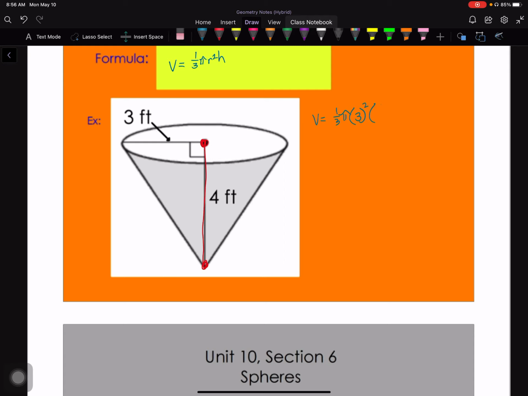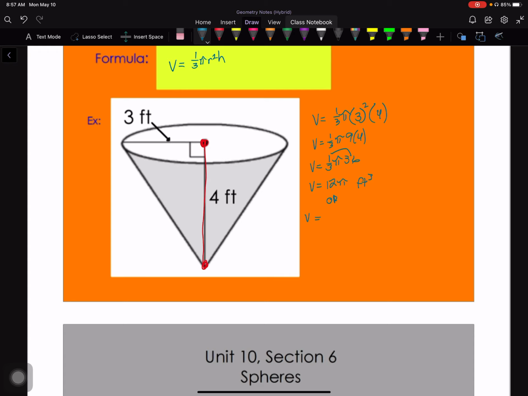I wrote h instead of my actual height, which was 4. So if I simplify this a little bit, 3 squared is 9 times 4. So 9 times 4 is 36. So 1/3 pi times 36. If you multiply 1/3 times 36, you get 12 pi. 12 pi feet cubed because it's volume, or again, you can just use 3.14.